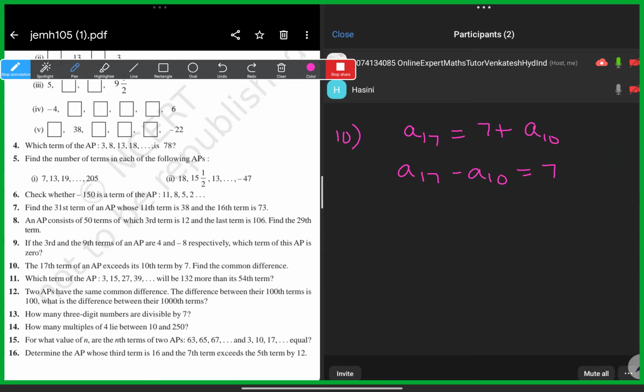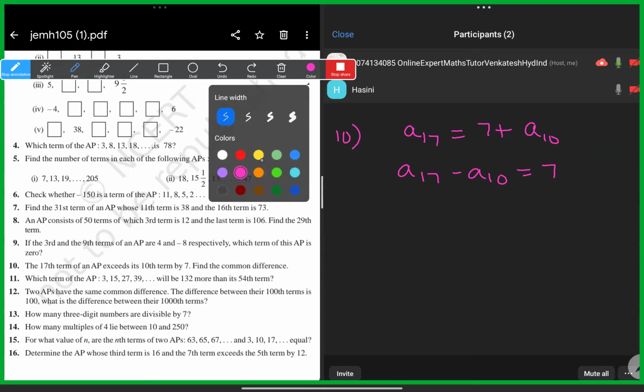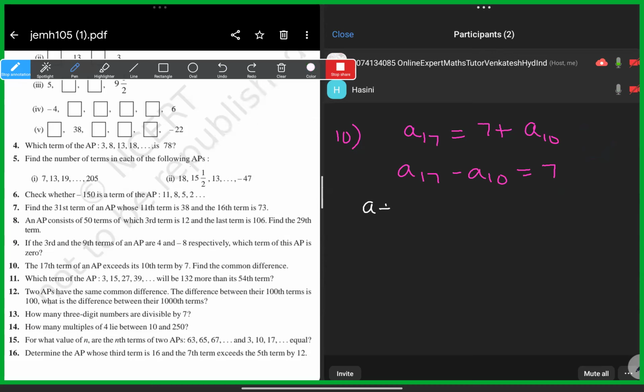Now, Hasni, we will write A17. A17 means how much? A plus 16D, no? Yes, sir. Minus, bracket open. A10 means how much, Hasni? A plus 9D, no? Yes, sir. Any doubt, Hasni? No, sir. So why should we open a bracket here? Because this minus is for the entire A10. A10 is a binomial.